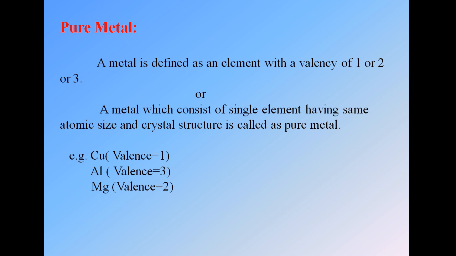Okay, we have some examples. That is copper, valency is 1, aluminum, valency is 3, magnesium, valency is 2. Remember these examples, this may be asked in the online exams. So the examples are copper, aluminum and magnesium. Okay, we will go to the next one.